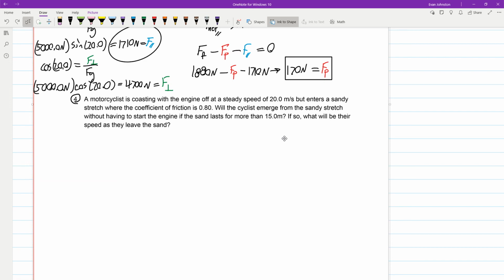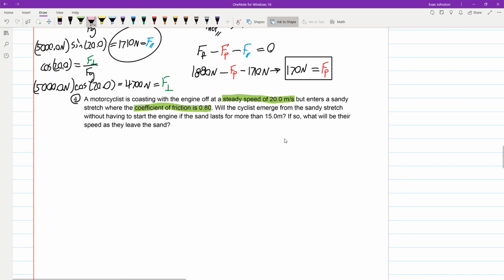So now we have a motorcyclist, and they're coasting with the engine off. So that seems a little odd, but okay. They're coasting with the engine off at a steady speed, but they enter a sandy stretch where the coefficient of friction is 0.8. That's a very big coefficient of friction.